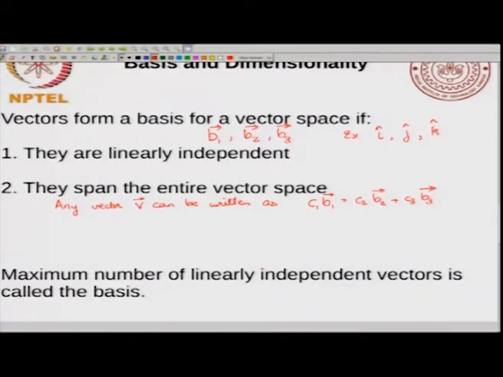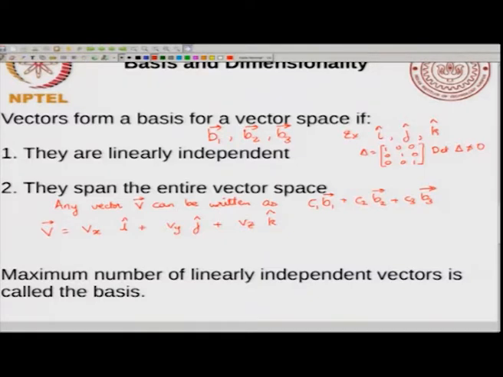So, delta for this i, j, k is 1 0 0, 0 1 0, 0 0 1, and the determinant of delta is not equal to 0. So, these are linearly independent and they span the entire vector space, because any vector v I can write in terms of its components: vx i plus vy j plus vz k. So, this vector is written as a linear combination, where vx, vy, vz are scalars. That means i, j, k span the entire space and form a basis in this vector space. Any vector in the vector space can be written as a linear combination of i, j, k. So, that is in 3 dimensions.